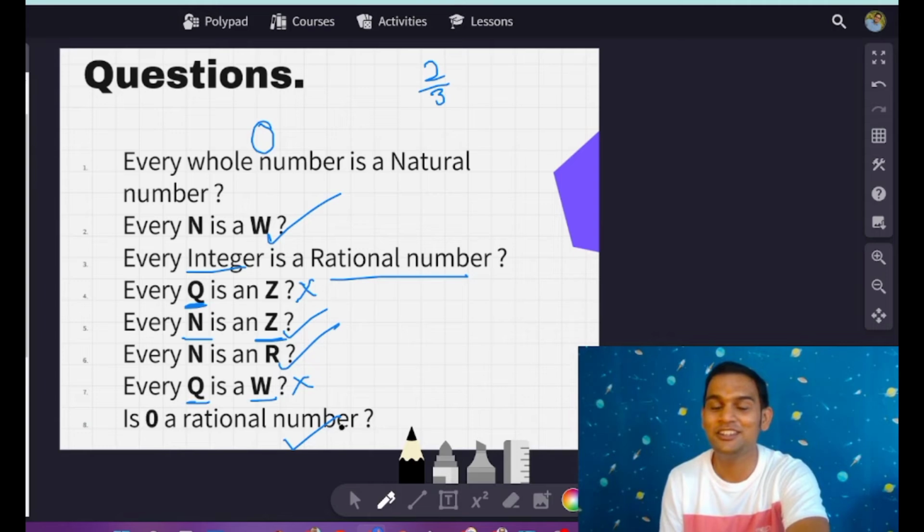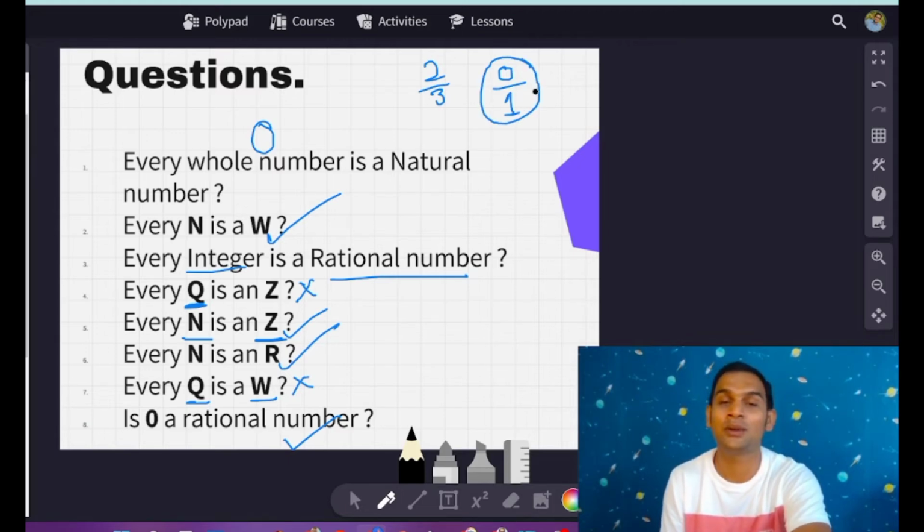Is 0 a rational number? Yes, absolutely yes. We can always write it as 0 over 1. Now, mind it, my friends, we can write 0 by 1, but we cannot write 1 by 0. Can you think why? Because dividend equals divisor times the quotient.